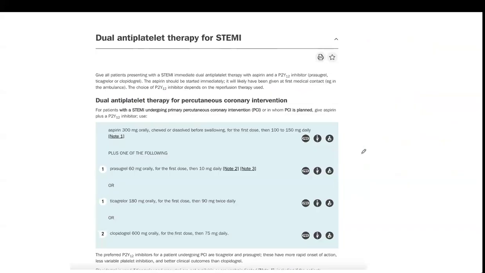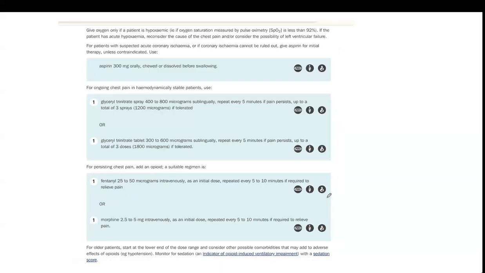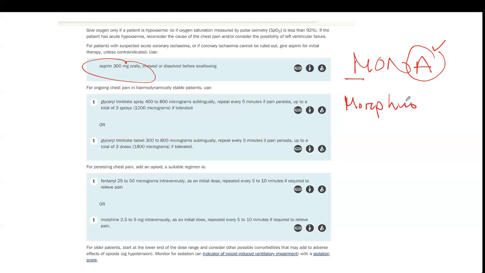Now, we talked about the dual antiplatelet therapy, which is aspirin plus any of them, which is fine. Coming to what else? Every AMI patient, along with aspirin 300 milligram, gets MONA. So A is the aspirin, which is the most important. M for morphine. O for oxygen. N for nitroglycerin. So morphine, nowadays even fentanyl is preferred as an IV.